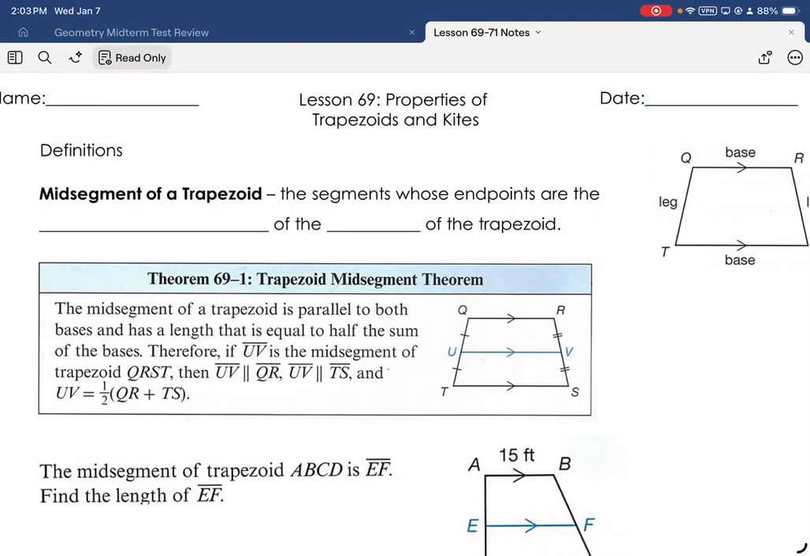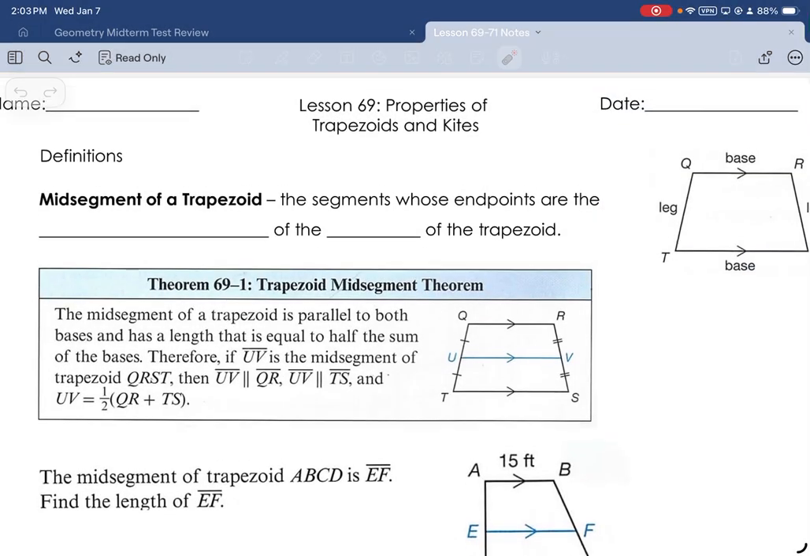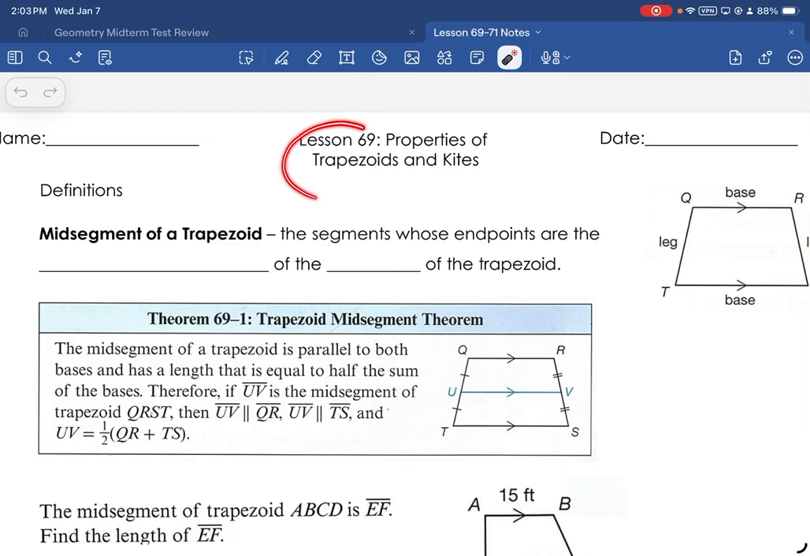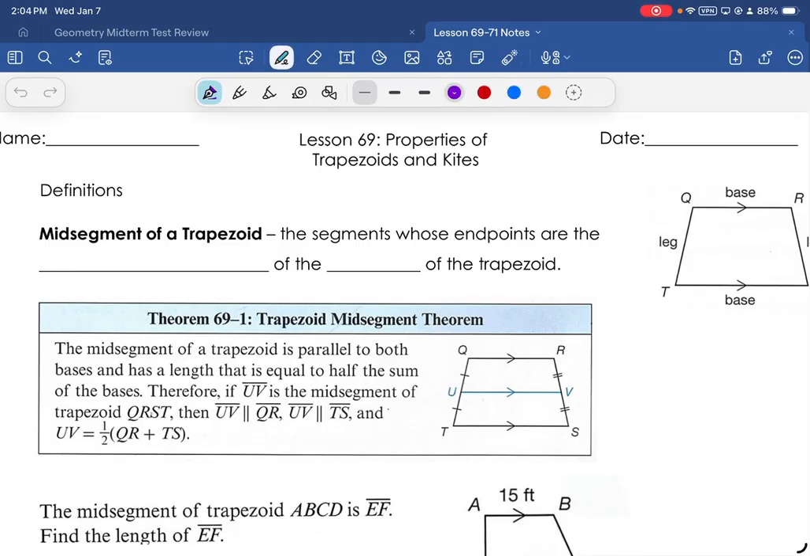Okay, this is lesson 69, properties of trapezoids and kites. We're going to start off with a couple definitions like we always do.